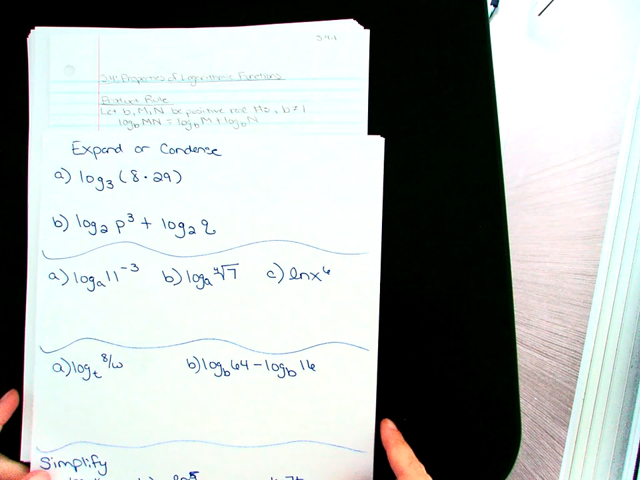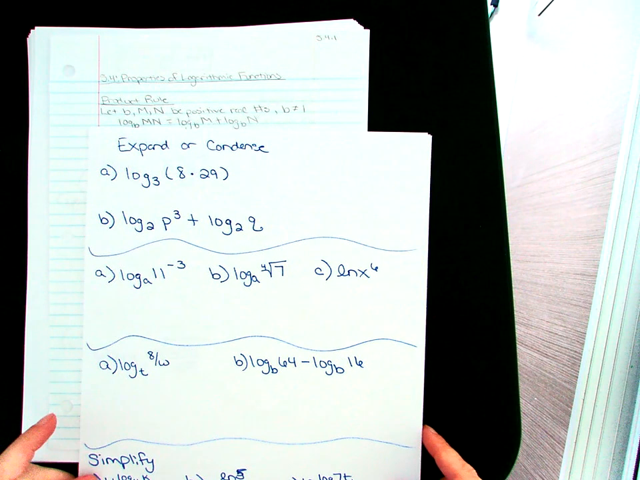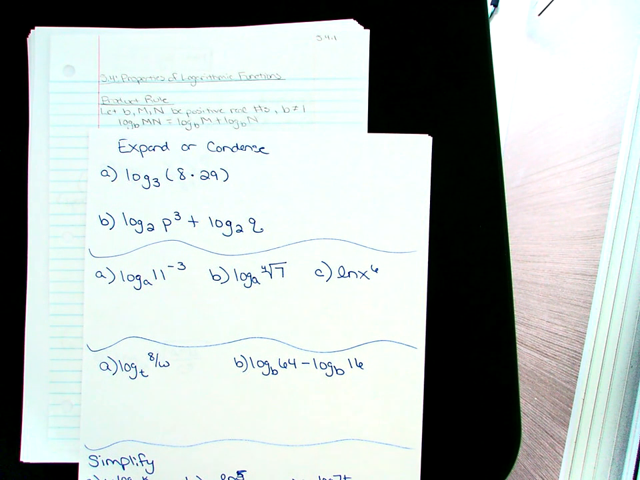So we're only doing the top two for right now. We are going to expand or condense depending on what is given to us. We have log base 3 of 8 times 29. We need to expand that using our product rule.